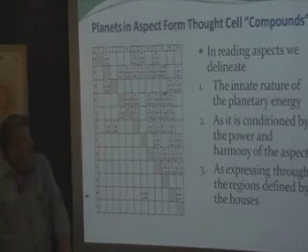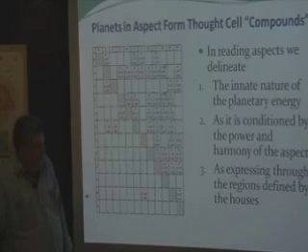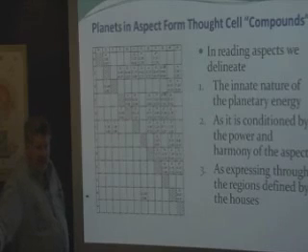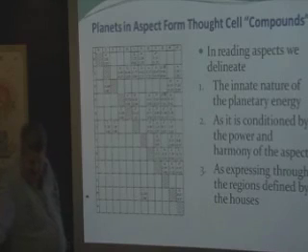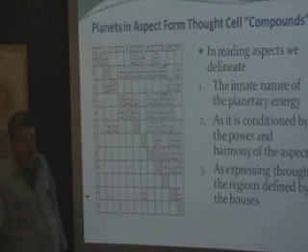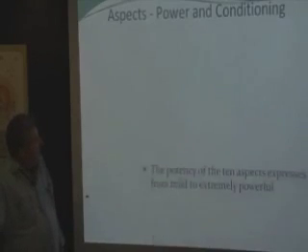But basically, innate nature of the planetary energy, conditioning determined by power and harmony of the aspect, and zones dependent on the houses through which the planets express. See, it's so simple you don't even need to take notes. I may have included it somewhere else in your notes, just not necessarily in the order in which you have them. Okay.